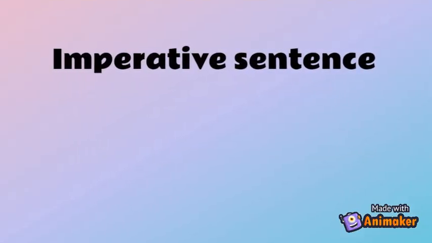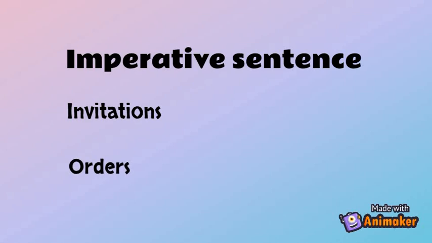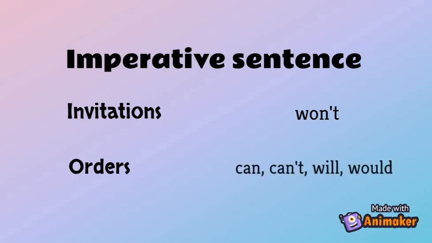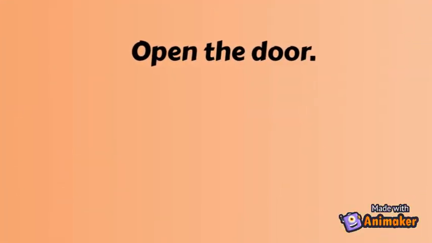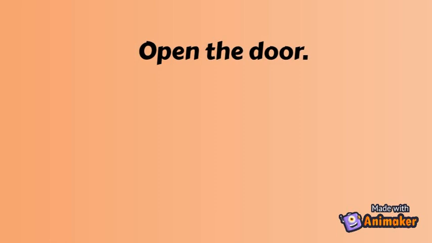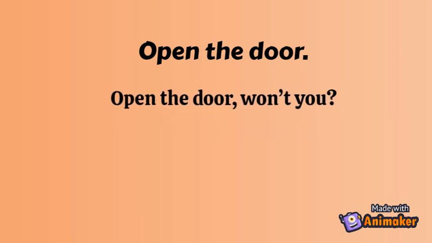Sometimes we use question tags with the imperatives. Imperative sentences are invitations or orders. We use won't for invitations in the tag, and we use can, can't, will, would for orders. So let's look at a sentence. Open the door. If this sentence is an invitation, we would use won't. Open the door, won't you?